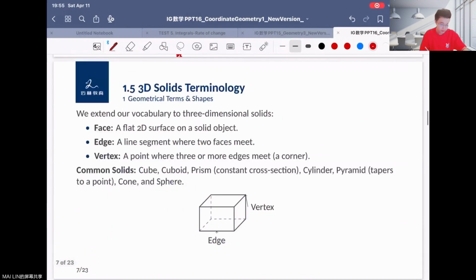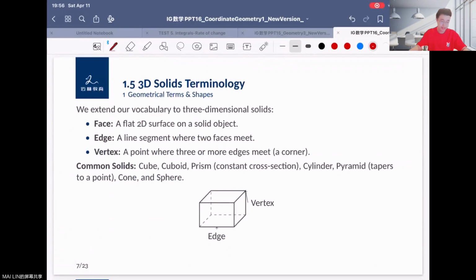Okay. And we also have three-dimensional solid terminology. Okay, so first we call it face. So face means, like here, a face of a cube.